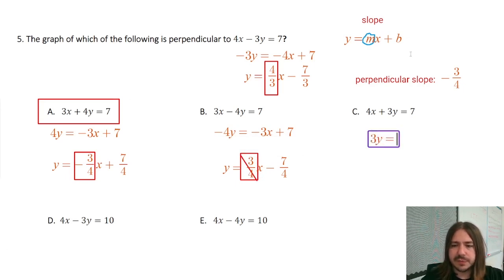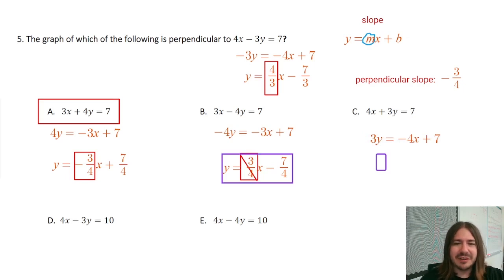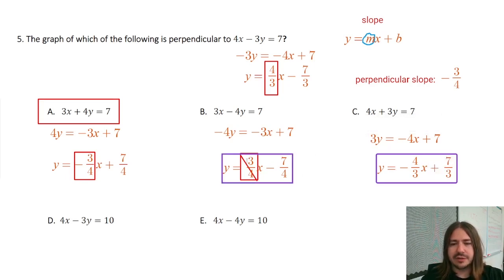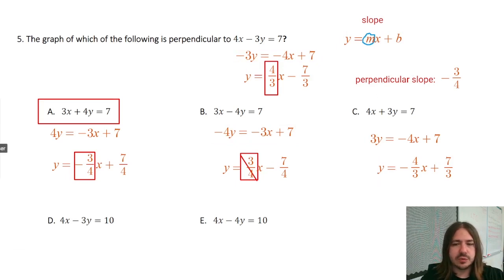Okay, so letter C. This one looks very similar, right? We subtract that 4x again, and then divide by 3. This one is going to be opposite. So B was reciprocal but not opposite. C looks like it's going to be opposite but not reciprocal. You really have to know what you're looking for to get this one right. First of all, you have to know what the slope of the original one is, but also that the perpendicular slope needs to be the opposite reciprocal, not just one or the other. So it's not going to be this one. This one is not correct. We'll go ahead and cross that one out.